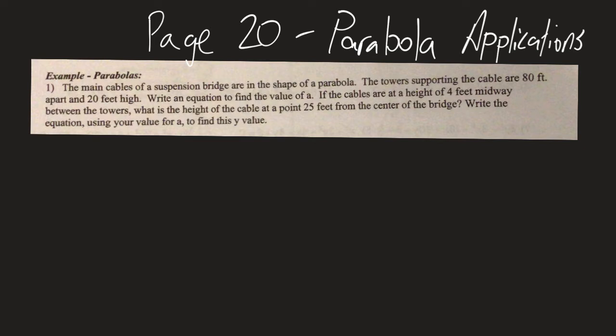So the first problem reads, there are two main cables of a suspension bridge that are in the shape of a parabola. The towers supporting the cables are 80 feet apart and 20 feet high. Write an equation to find the value of A, basically the coefficient on our quadratic. If the cables are at a height of 4 feet midway between the two towers, what is the height of the cable at a point 25 feet from the center of the bridge? Write the equation using your value for A to find this Y value.